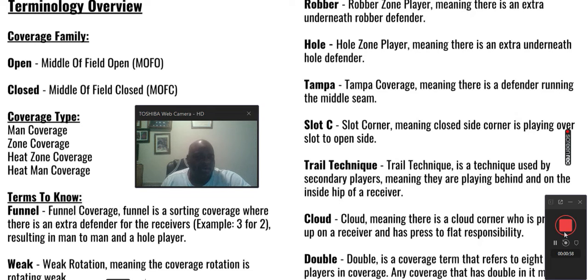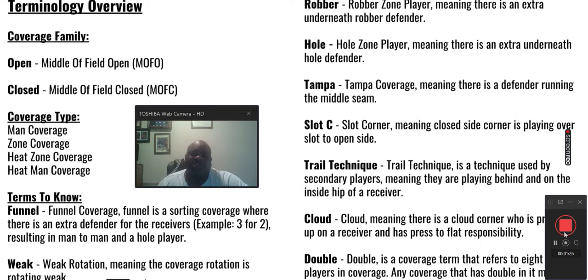Terms to know. Funnel, funnel coverage. Funnel is the starting coverage where there is an external defender for the receiver. Example, 3 for 2, resulting in a man-to-man, a hole player. Weak rotation means the coverage is rotating from the weak to the strong.